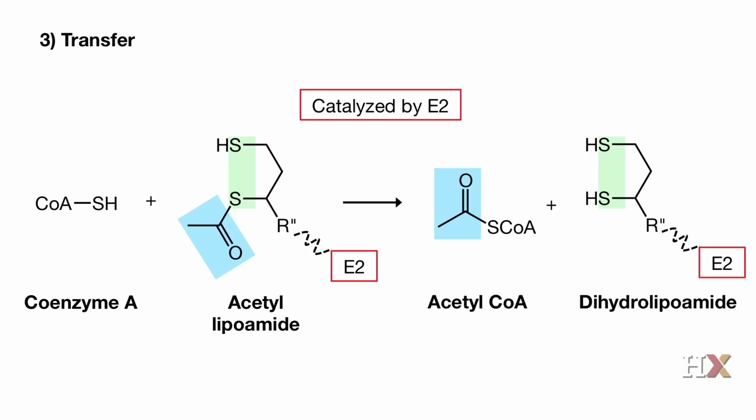The outcome of this reaction is the formation of one molecule of acetyl coenzyme A that has a very high energy potential. The delta G prime naught for hydrolysis is minus 31.4 kilojoule per mole. And we also form one fully reduced dihydrolipoamide. So after step 3, the disulfide bond on lipoamide was reduced and has to be regenerated. Otherwise, the PDH complex could not complete another catalytic cycle.